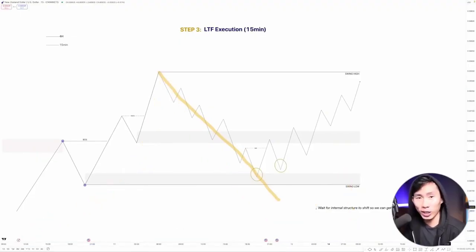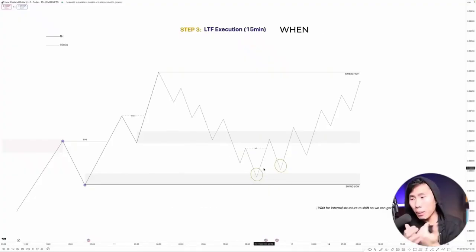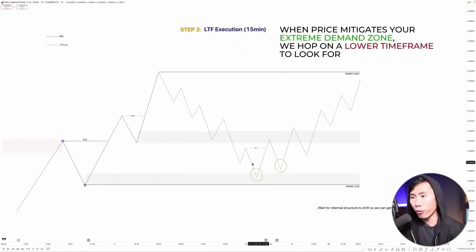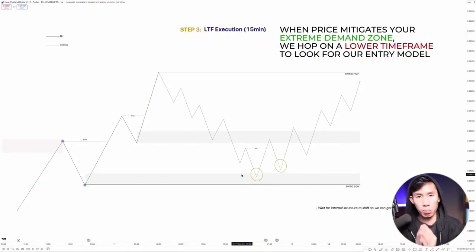And I know my drawing is extremely ugly, but just bear with me a little bit, because it will all make sense very, very soon. So knowing that this is the last line of defense, we can be a little bit more aggressive with our entry. So the minute price actually mitigates your 4-hour extreme demand zone, you want to drop down to your lower time frame to actually look for your entry model.